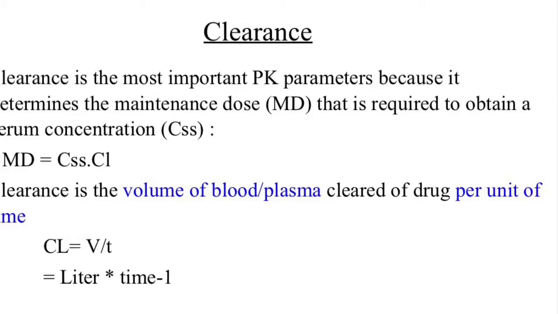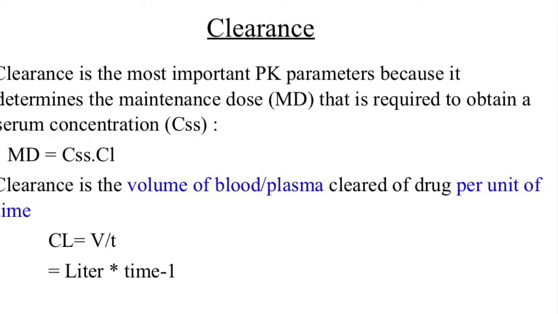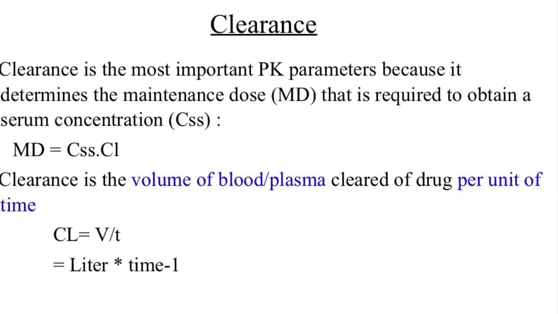Then we have the clearance. This is another important parameter for pharmacokinetics. Clearance is important because it determines the maintenance dose and the steady state concentration. How much dose you have to give to maintain the drug to be effective is determined by the clearance. By definition, clearance is the volume of blood plasma cleared per unit of time.